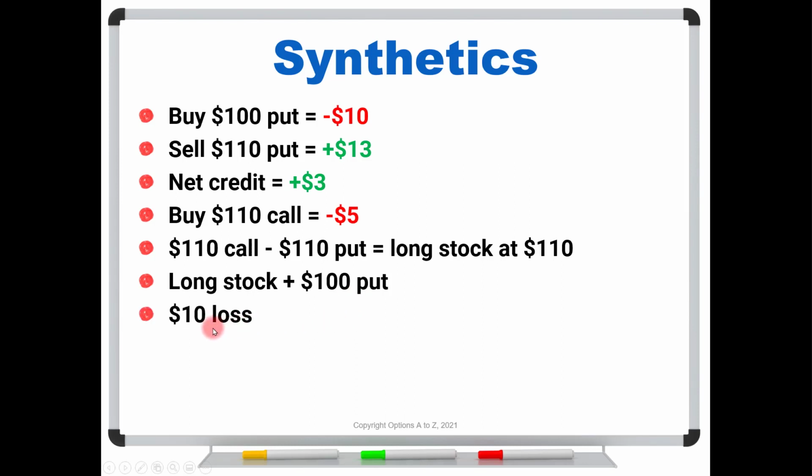So that's one thing I would look at, but then on top of it, I could now combine these debits and credits. If I received a credit of 3, I just spent a debit of 5, that's an additional $2. So if I have a $10 synthetic loss and a $2 debit, there's your $12 maximum loss.